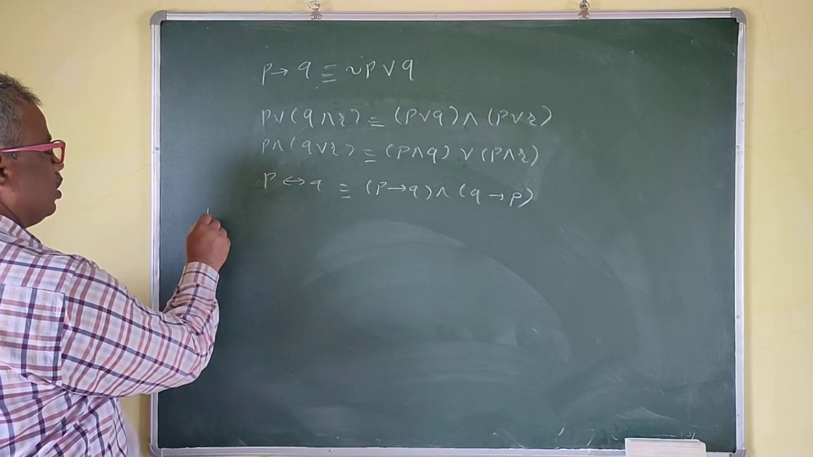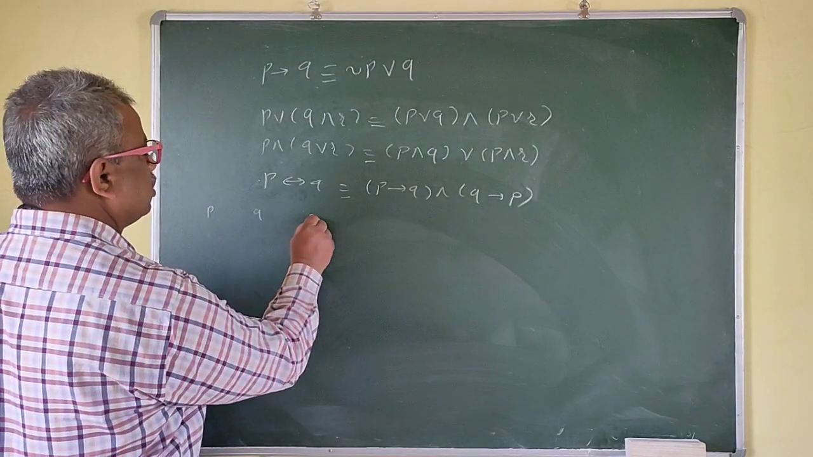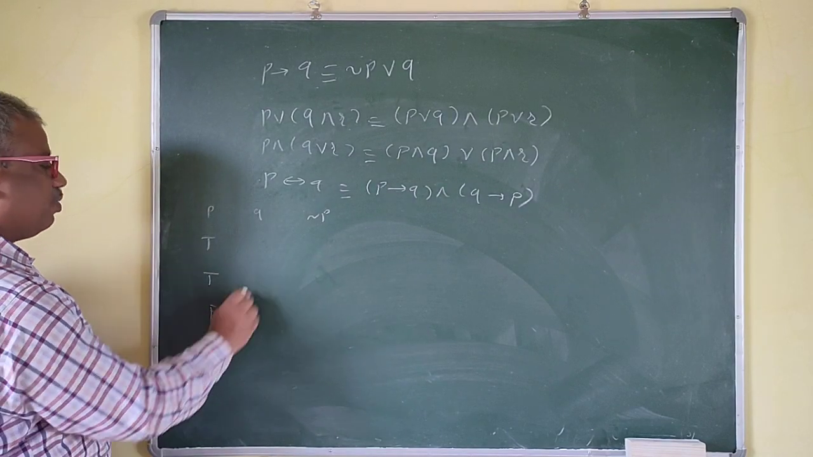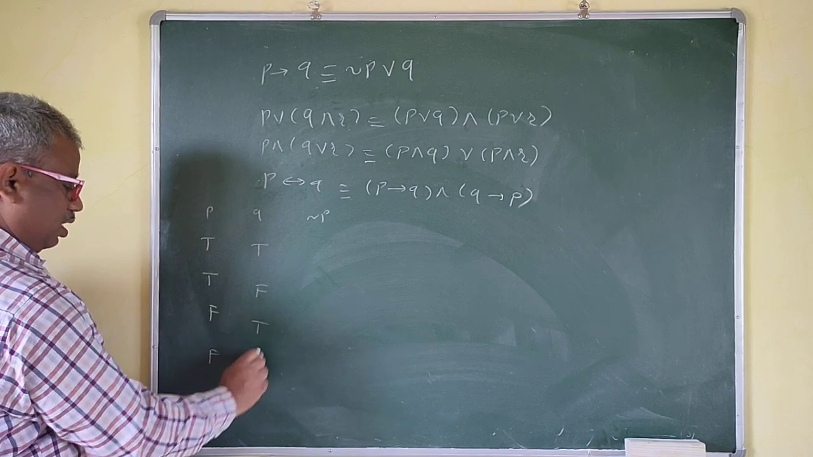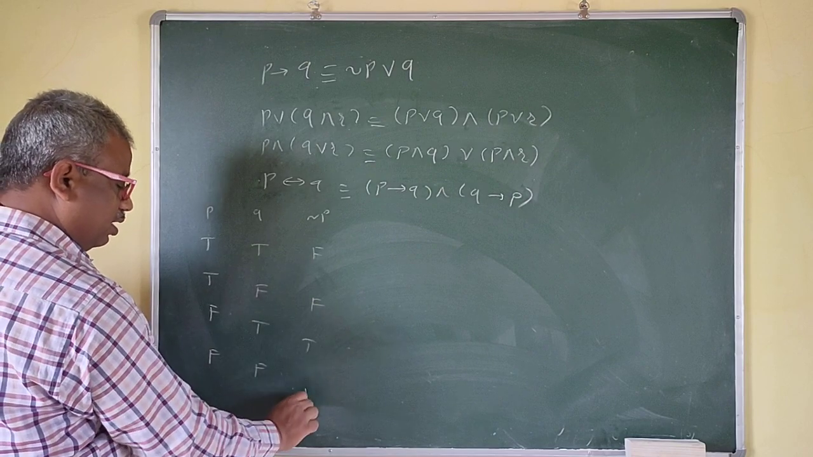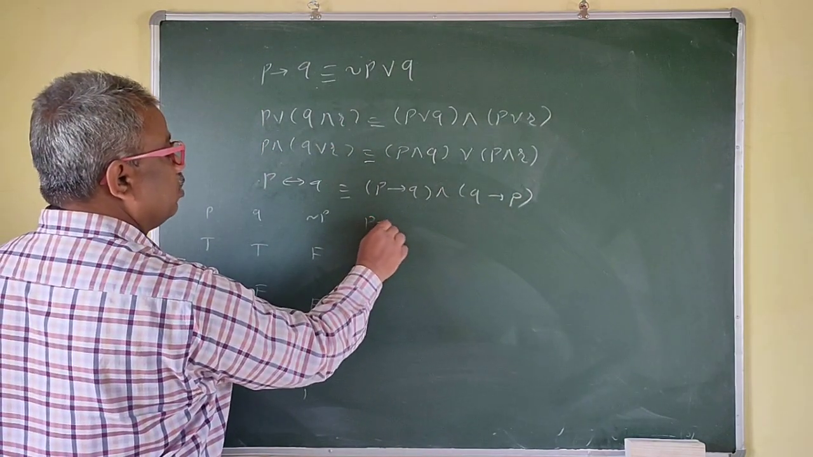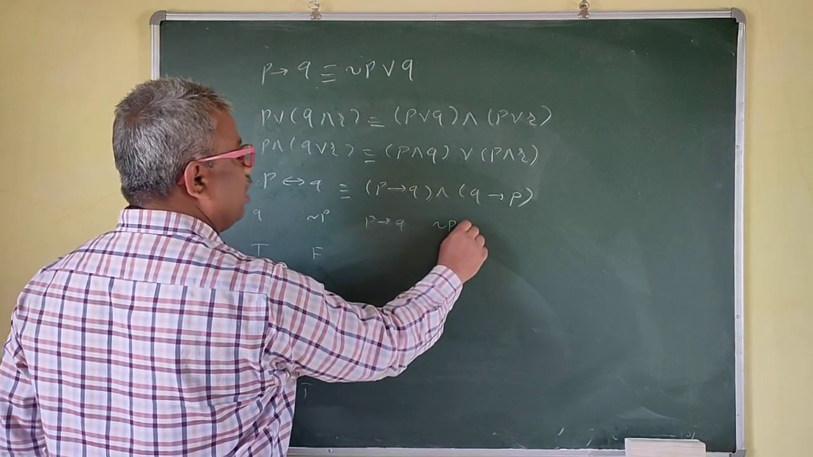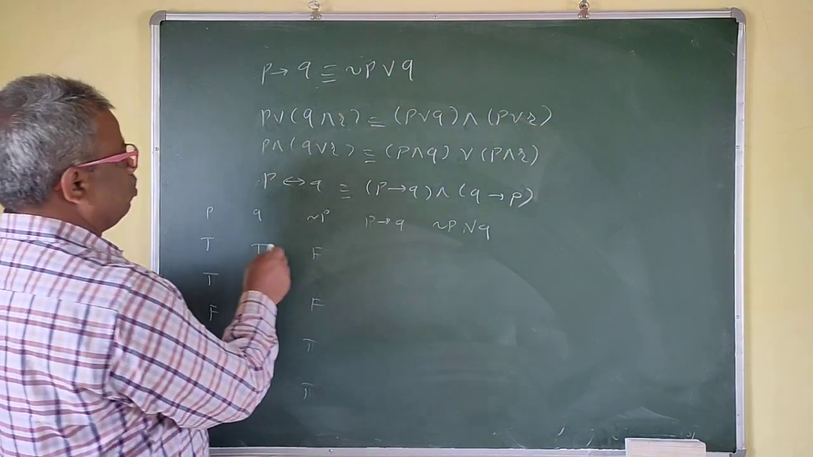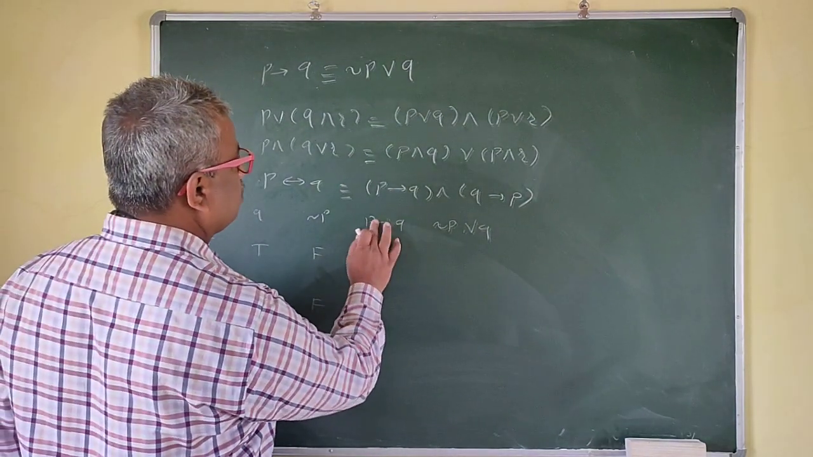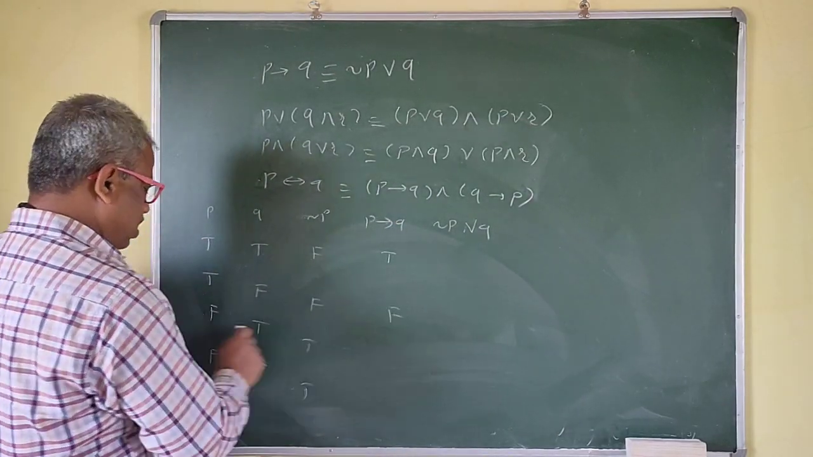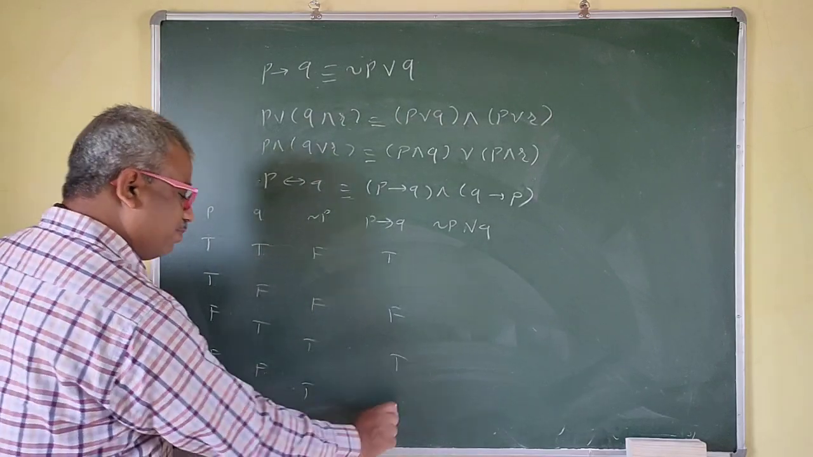Suppose this is your P, suppose this is Q, suppose this is negation P here, right? So T, T, F, F for P, and T, F, T, F for Q. Now this is P implies Q, then negation P or Q. Now see, we will check whether these two are equivalent or not. So P implies Q: T implies T is T. T implies F is F. F implies T is T. F implies F is T.